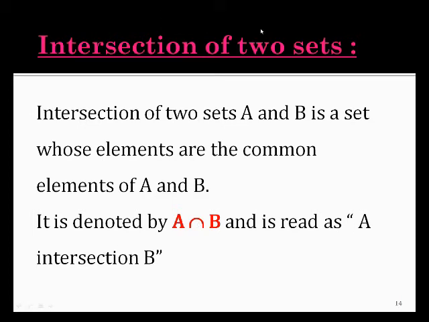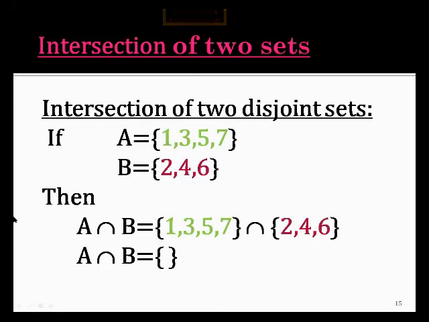I repeat, students, please note it down. The intersection of two sets A and B is a set whose elements are the common elements of A and B. It is denoted by A intersection B and is read as A intersection B. This is the symbol for the intersection sign. Okay. Here we have to find the intersection.